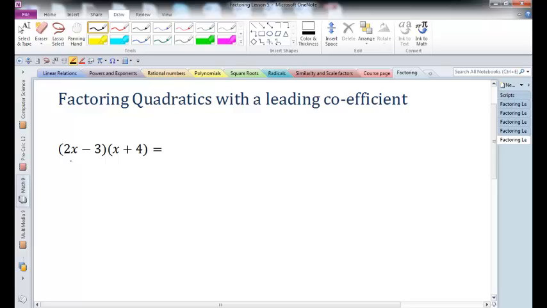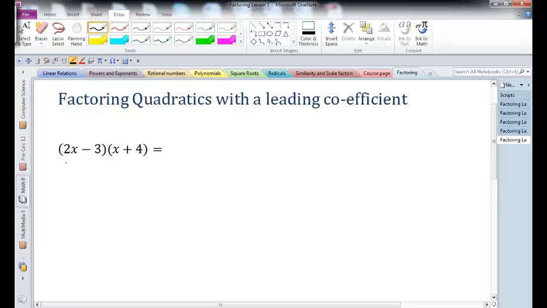Hello, and welcome to the last lesson of our factoring unit. We're going to be factoring quadratics with a leading coefficient other than 1. In order to be able to factor them, it's important that we know where they come from. Let's expand the product of these two binomials and watch what happens.